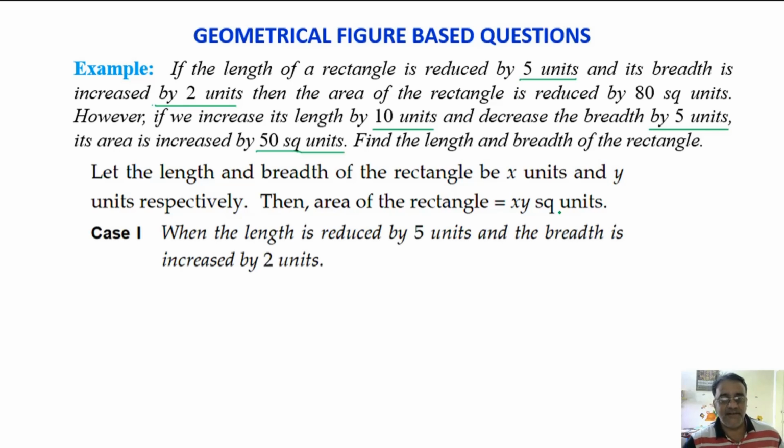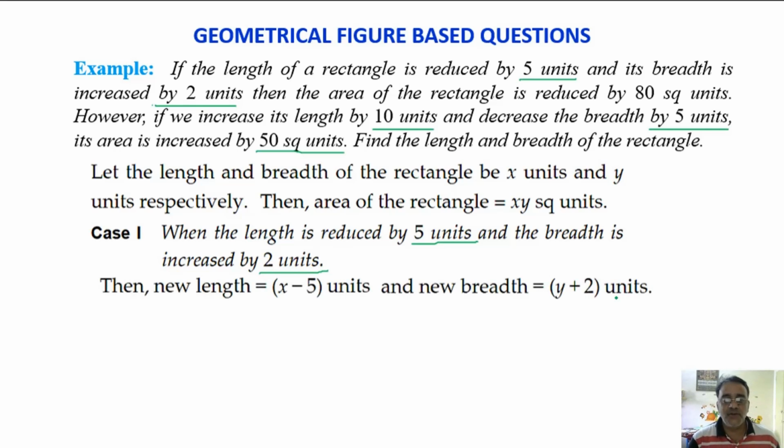So case 1, when length is reduced by 5 units, what will be length? X minus 5. Right, breadth is increased by 2 units. So what is breadth? Y plus 2. Right, so new length is x minus 5 and new breadth will be y plus 2. Now what will be the new area? X minus 5 into y plus 2.